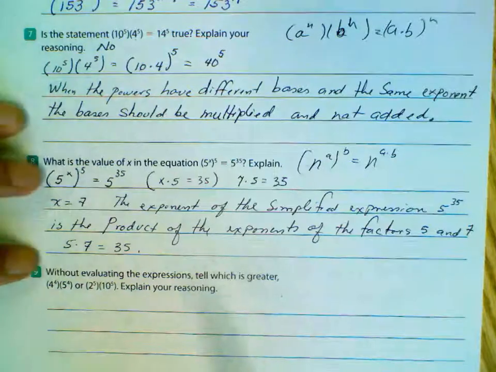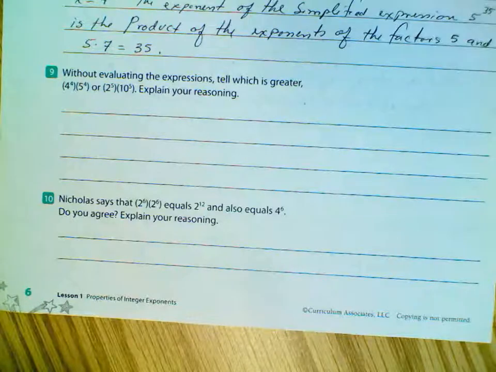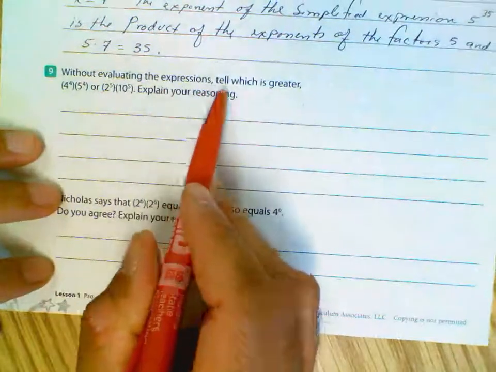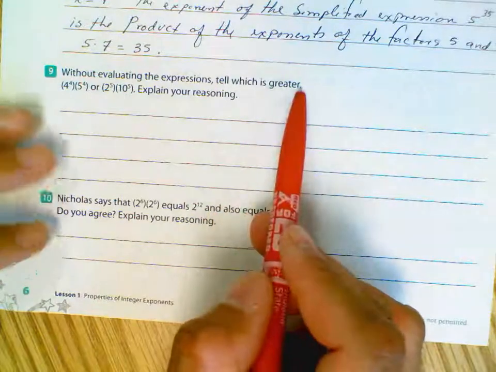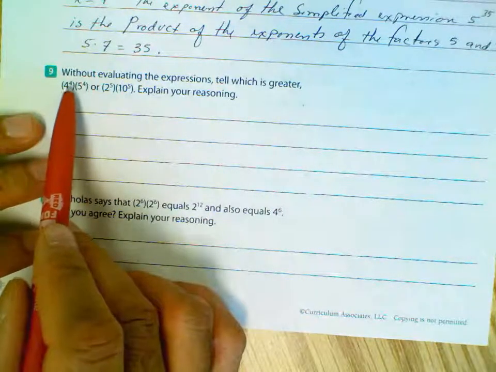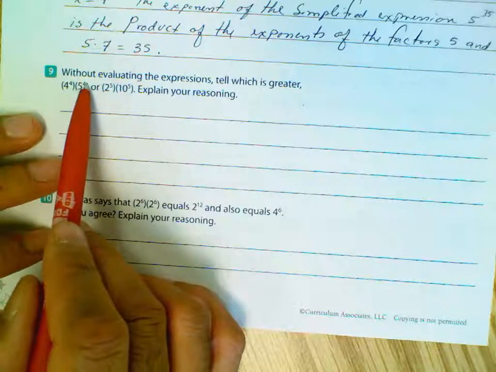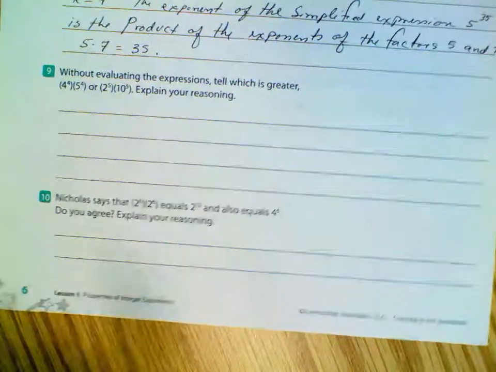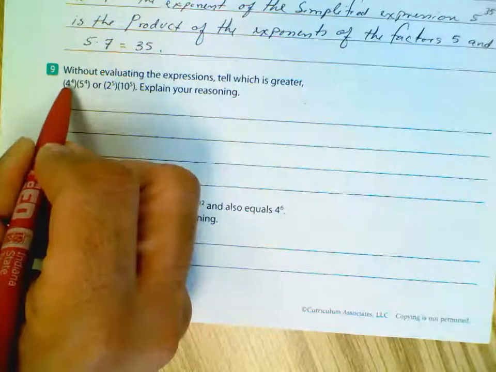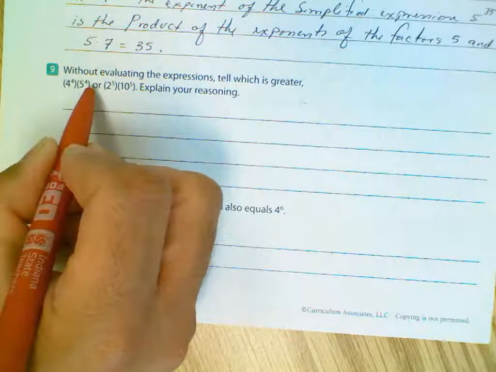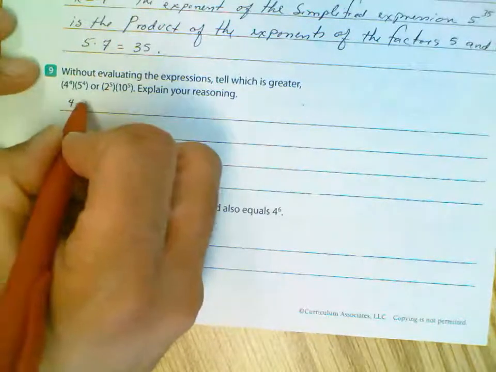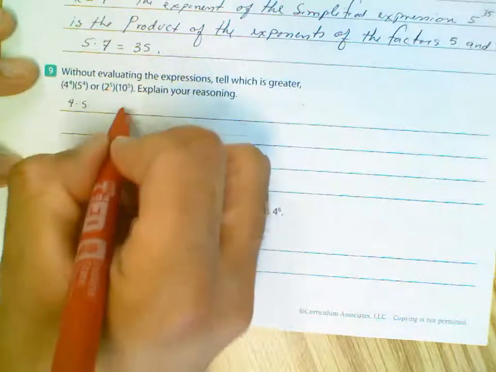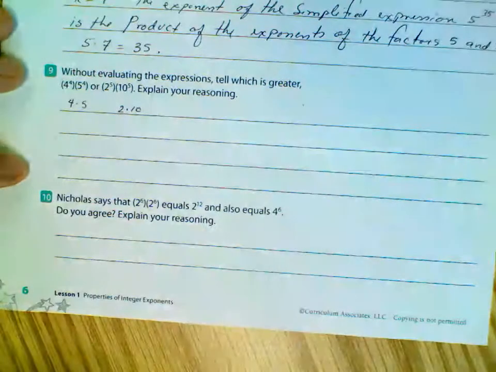Okay, so number 9. They are asking me, without evaluating expressions, tell which is greater. 4 to the 4th power times 5 to the 4th power, or 2 to the 5th power times 10 to the 5th power. Explain your reasoning. Okay? So in this case, let's look at the bases. I have 4 and 5. Okay? So 4 times 5, and on the other side you have 2 times 10.